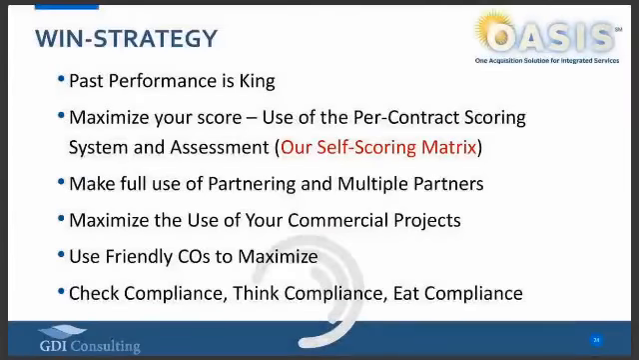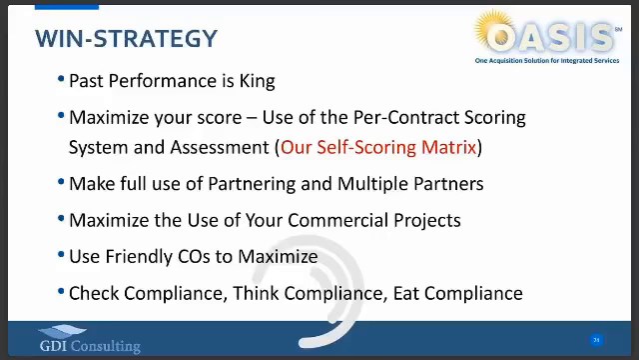Okay, what should your win strategy be? As you saw, 4,000 points goes directly for past performance. So past performance is king. When you're picking those 5 contracts, the first thing that you should think of is not their value, nothing like that. Which 5 you have the highest score in past performance.